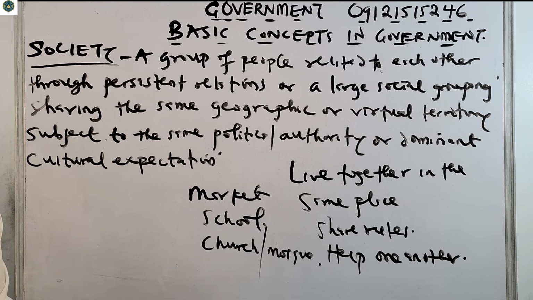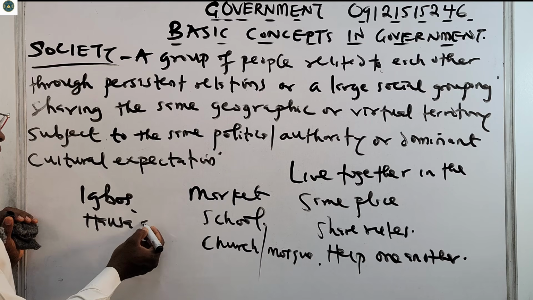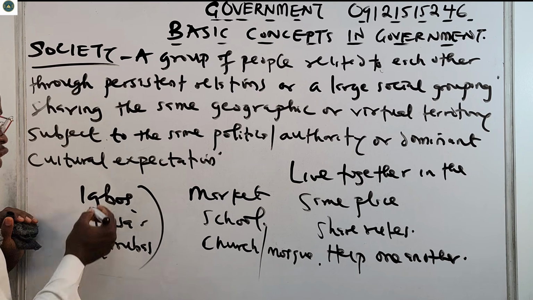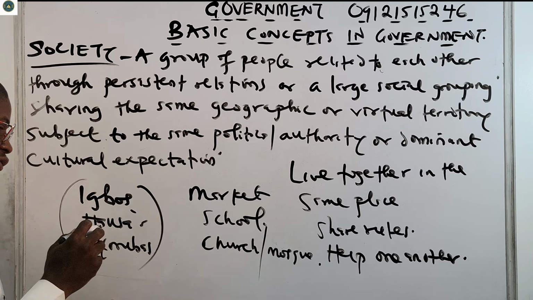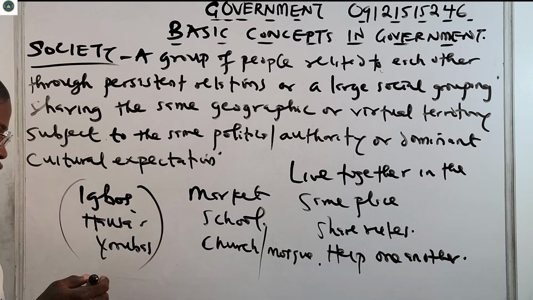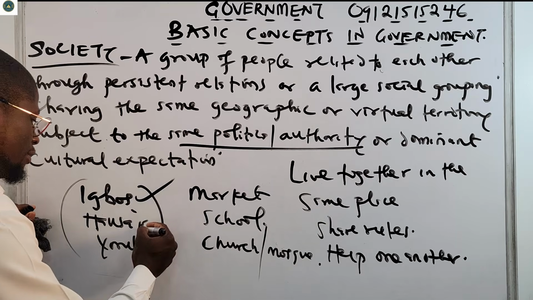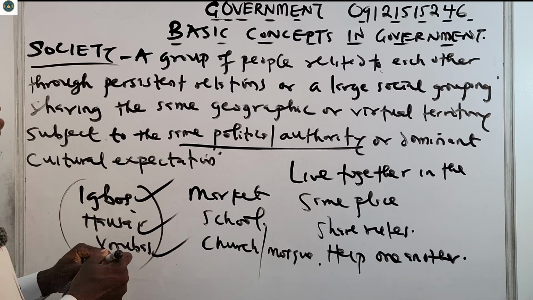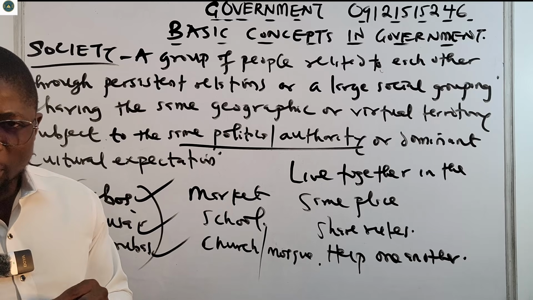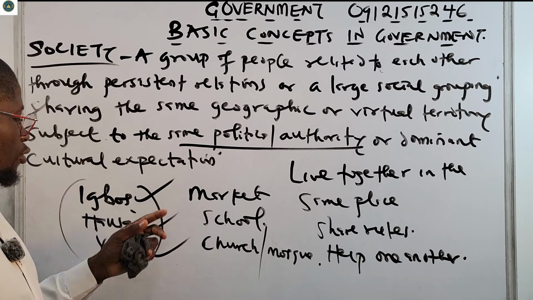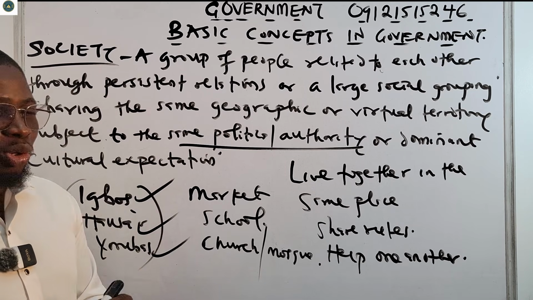In Nigeria, for example, you can see the Igbos, the Hausas, and the Yorubas, all of them living together in one place, which is Nigeria. Apart from this, they are under one government. That's why I say they are subject to the same political authority. We have the Igbo society, Hausa society, Yoruba society, and they are subject to the same political authority or dominant cultural expectation. They speak the same language: Hausa people speak Hausa, Igbo people speak Igbo, Yoruba people speak Yoruba.